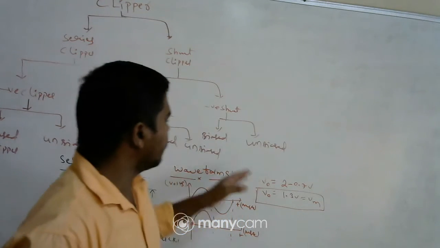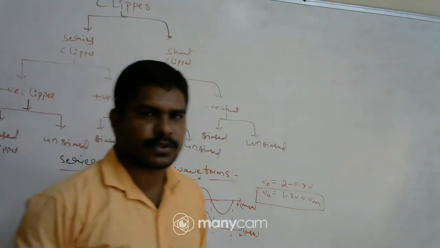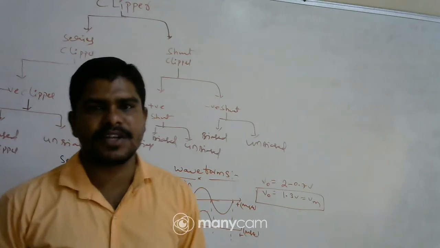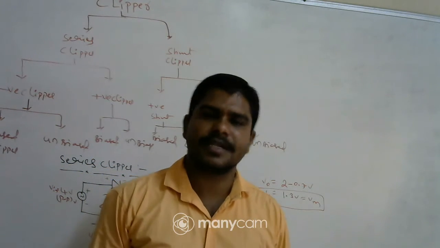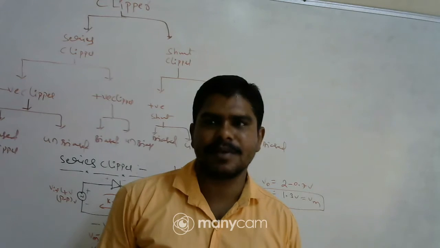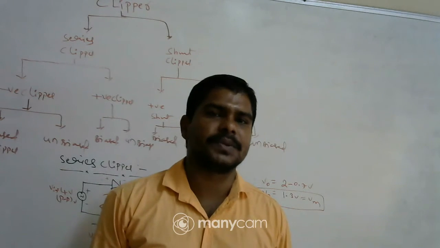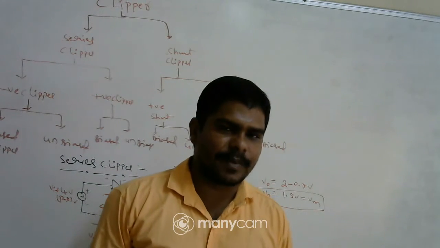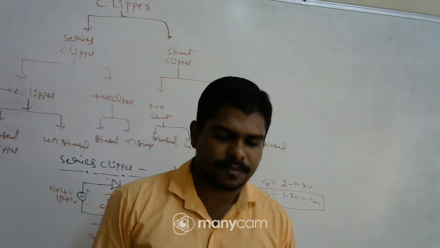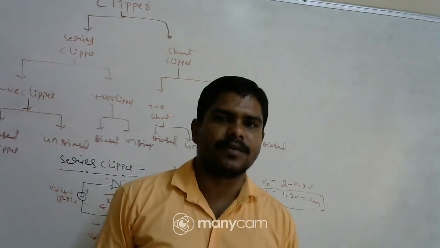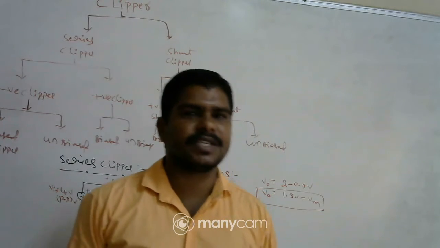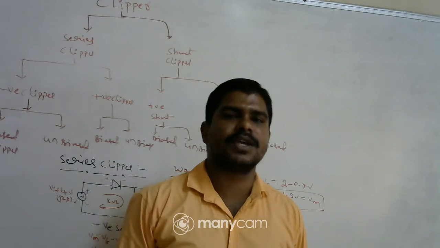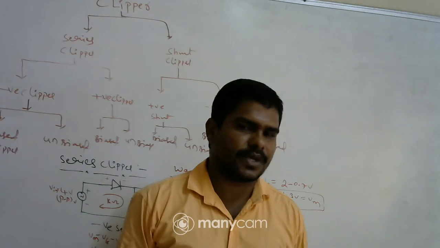Now we are seeing the clipper circuit. A clipper circuit is a circuit which removes the unwanted portion of the input signal at the output terminal. Suppose you are generating an input signal of 10 volts, but at the output's destination only 5 volts is required. So I want to remove the 5 volts. At that position you can use the clipper circuit.